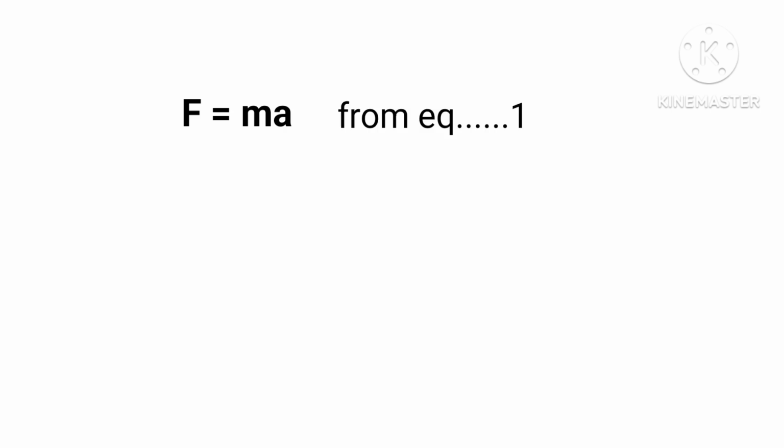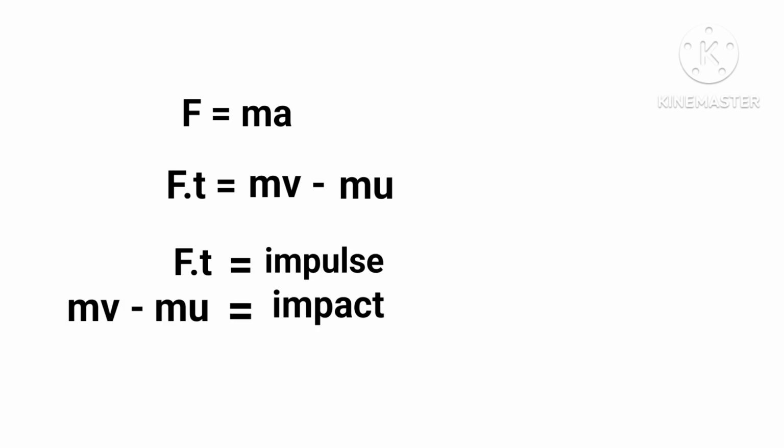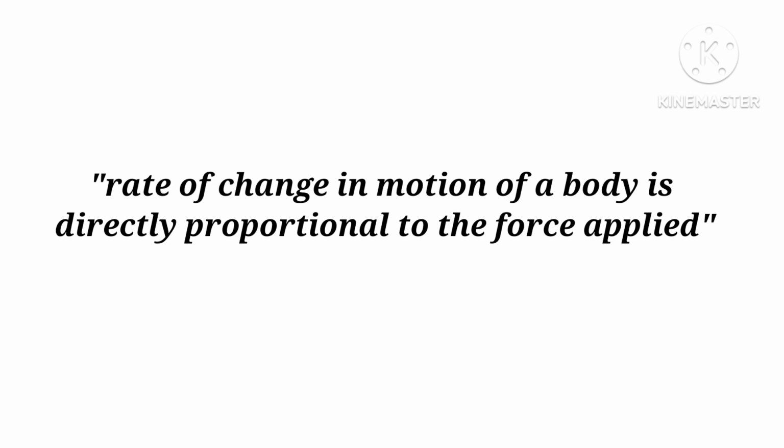From equation 1, cross multiplying we get Ft equal to mv minus mu. That is, force applied for a very small interval t changes the momentum of the body. Ft equals impulse, and mv minus mu equals impact. So Newton's second law of motion states, the rate of change in motion of a body is directly proportional to the force applied.